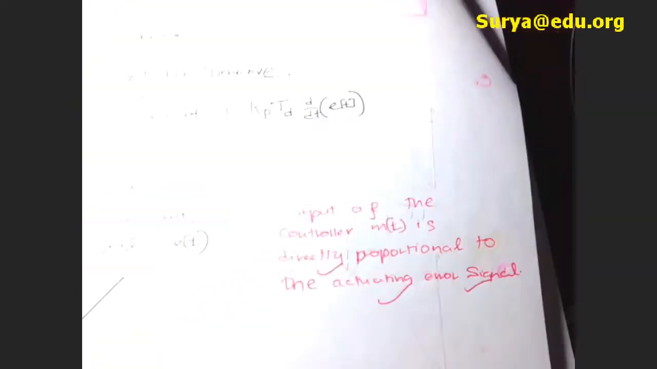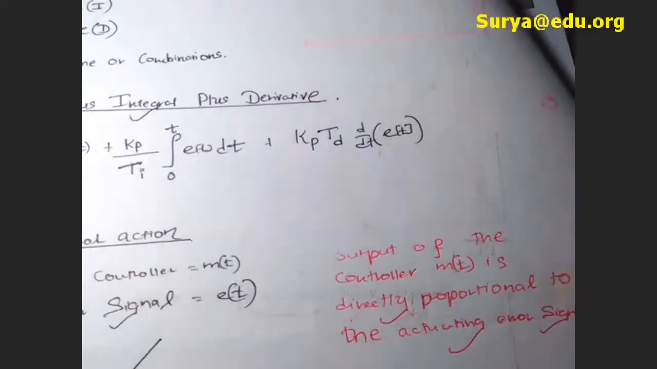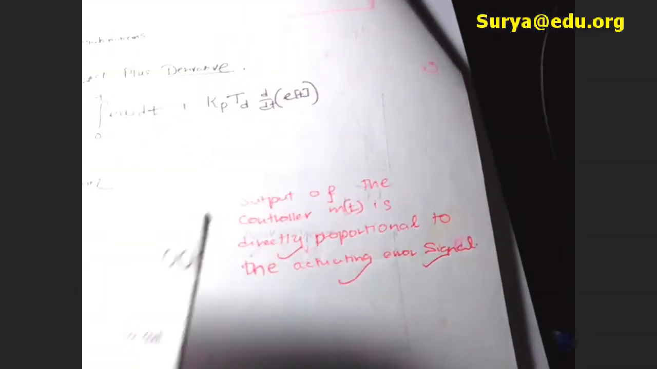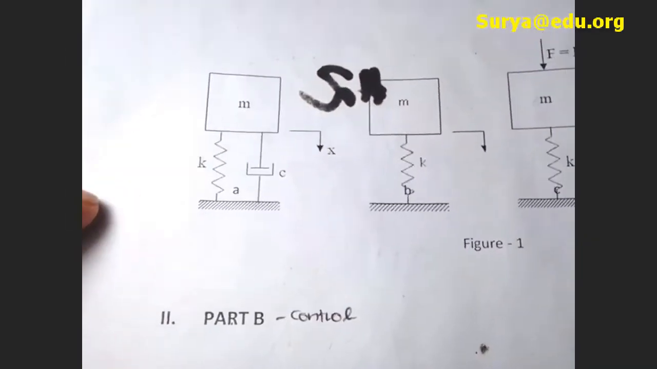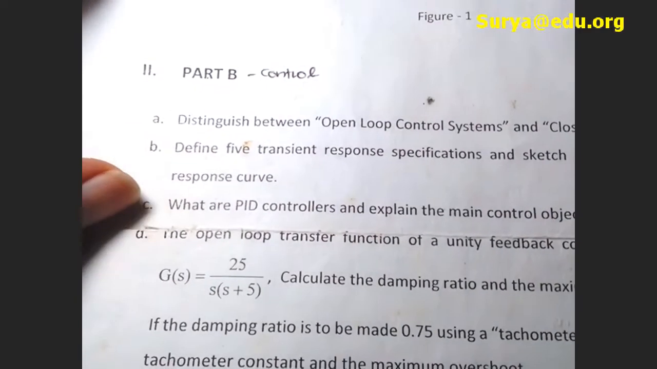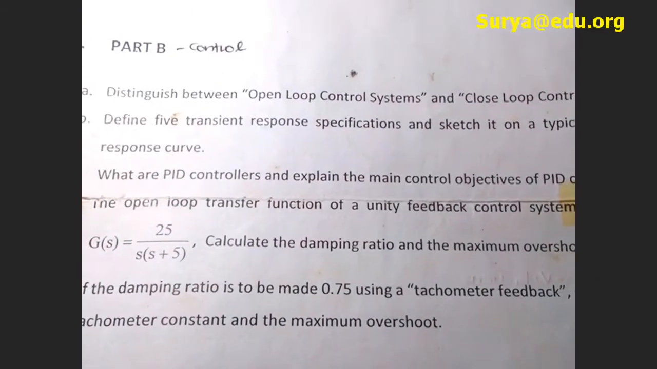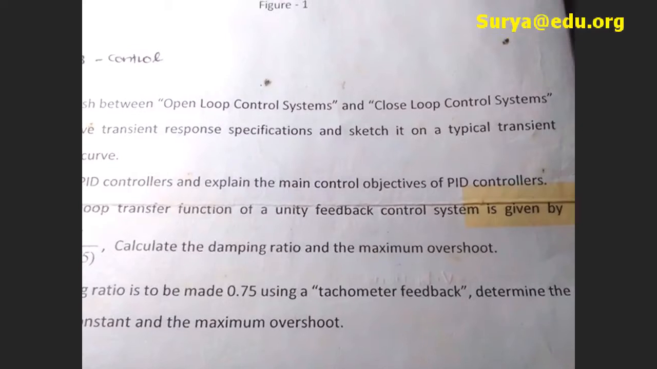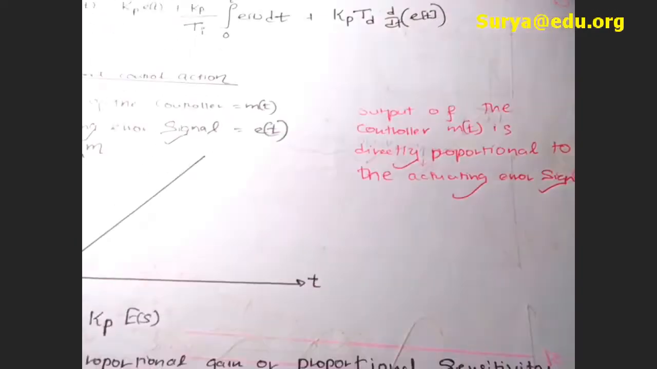And now let's move on to the next part. What is the next part? What's the question? My god, already 10 minutes. C part: what are PID controllers, and explain the main control objectives of PID controllers.